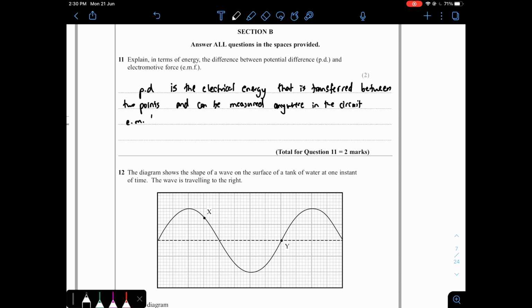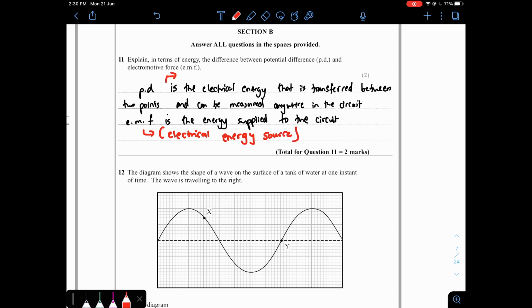Now EMF. This is pretty simple. It's the energy supplied to the circuit. You can think of it as an electrical energy source. And vice versa, the other one is an electrical energy sink.